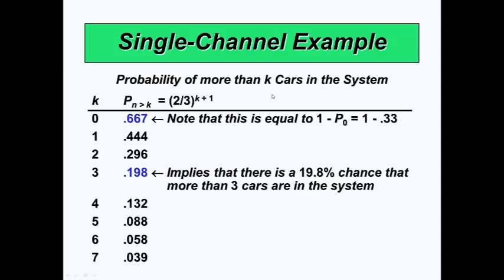What is the probability of more than k cars in the system? So you can use this simple formula, and you can see that there is very low probability that there will be more than 3 cars in the system. Of more than 3 cars is only 20%, 19.8%. So all of these will give you an idea of how to design the system.